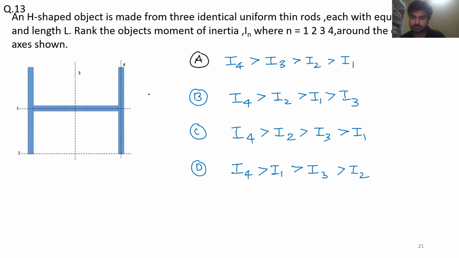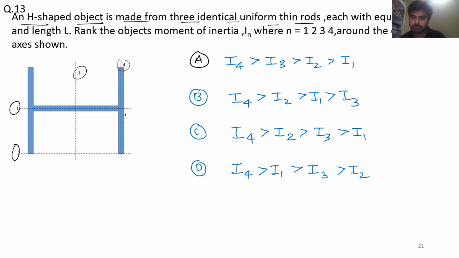Okay, this question. This is another good question, right? An H-shaped object is made from 3 identical uniform thin rods. Okay, these are the 3 rods, 1, 2, and 3. Each with equal mass M and length L. Now you have to rank the object's moment of inertia around. So you have to find the moment of inertia. There are 4 axes given. This is first, this is second, this is third, and this is fourth. There are 4 axes given.